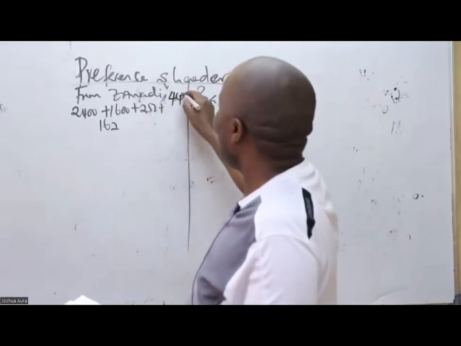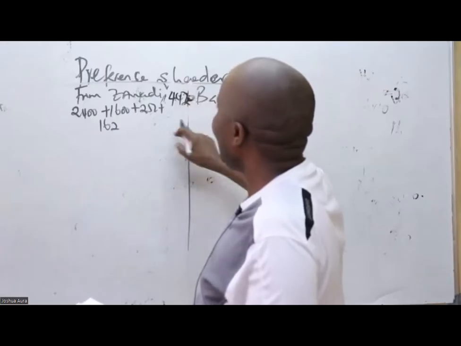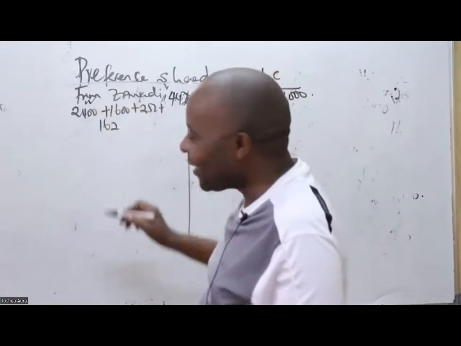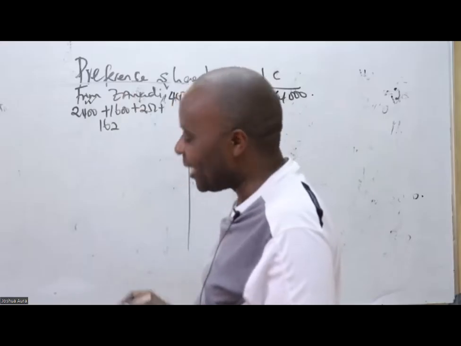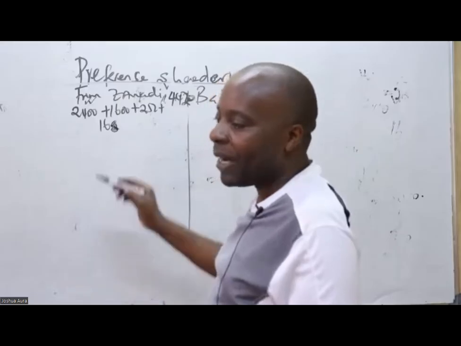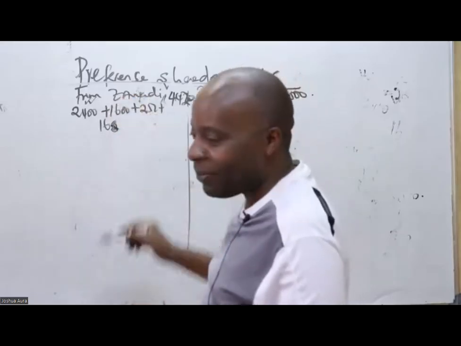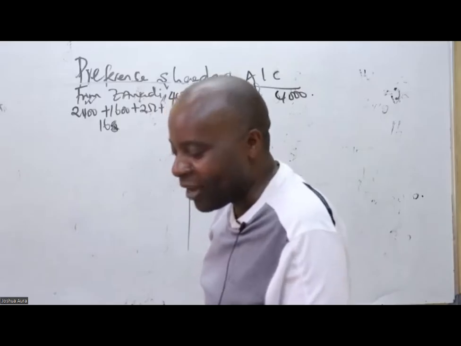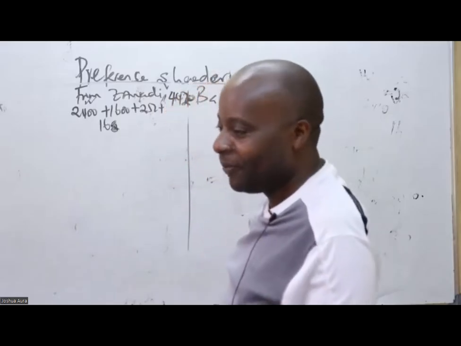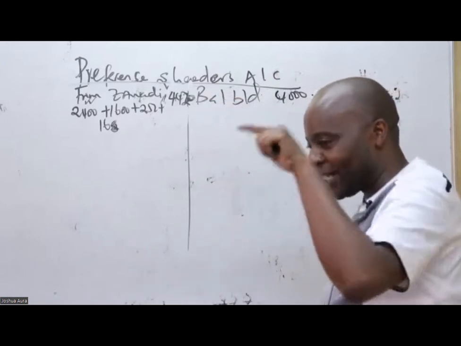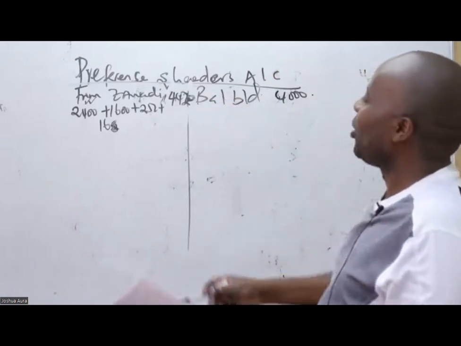Lakini kwanza niwaulizeni swali, mumeona mahali hizi zimetoka? 168, not 162. 168. Yes, you're right. Thank you so much. Mumeona mahali hizi figures zimetoka? Pale nimesema two preference shareholders. Thank you so much. So 4420.